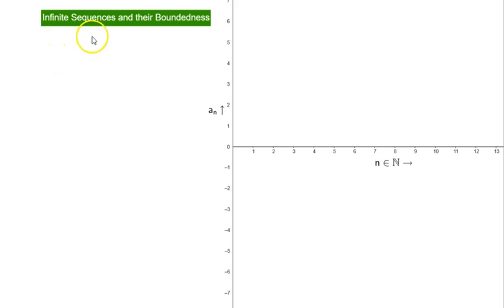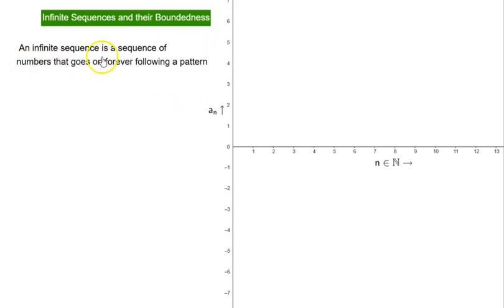Let us look at infinite sequences and their boundedness. What exactly boundedness means, we will see. Now, we have already seen an infinite sequence is a sequence of numbers that goes on forever following a pattern. So we usually represent it like this, where a sub n is the nth term of the sequence.